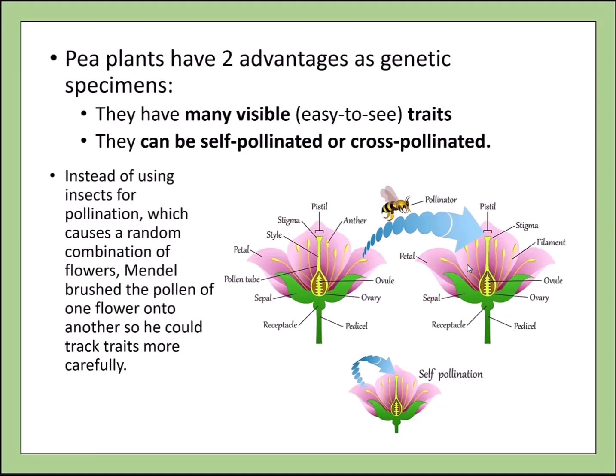So instead of using insects for pollination, which caused a random combination of flowers, Mendel brushed the pollen from one flower onto another so he could track the traits more carefully. So he was distinctly creating two different parent flowers and was then able to follow those traits more carefully through the generations.